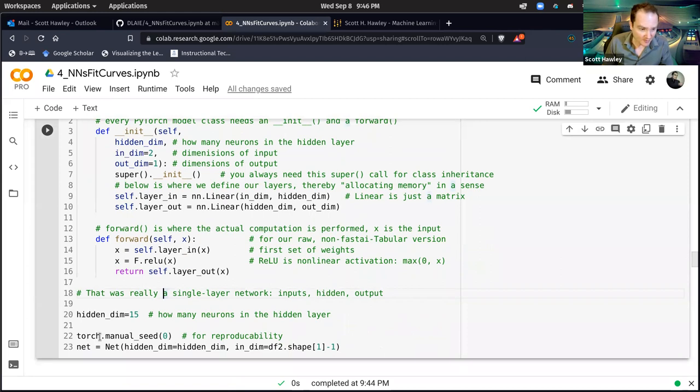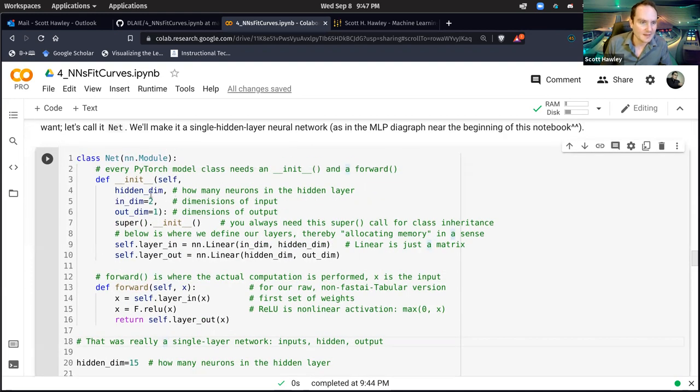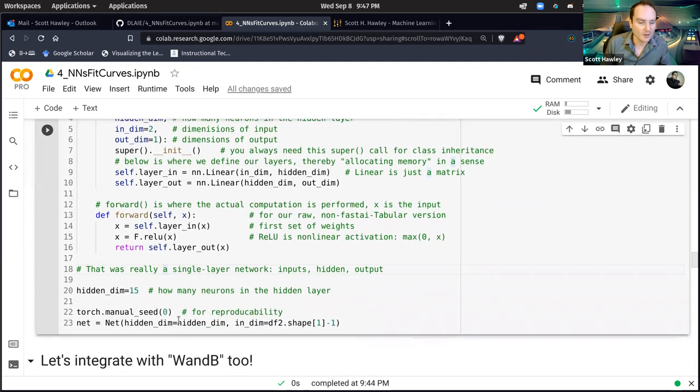And also, I'm going to do this torch manual seed just so that when we rerun it and we change things, we can know that it's because of what we changed, not because of new random stuff. And then we're going to define an instance of this class Net with some stuff we pass in. And don't worry again about this input dim. This is always going to be 2. It just works out to 2. And we're going to tell it how many hidden dimensions we want. And I think it defaults to nothing. So it's a positional argument. So we could have left off the hidden dim equals and just passed in hidden dim.